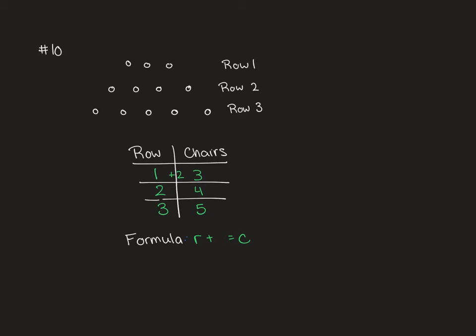And how do we get to it? 1 plus 2, 2 plus 2, 3 plus 2. So we're going to add 2. So our formula is r plus 2 equals c.